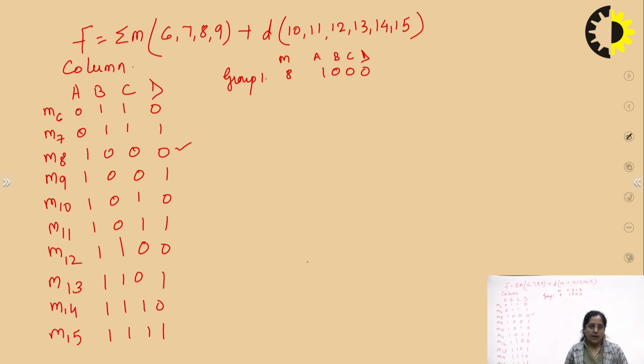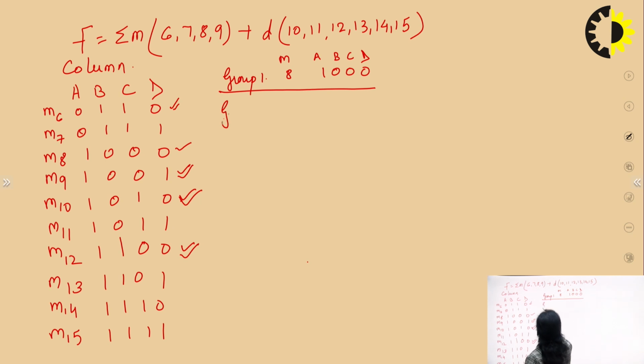Now in group 2, we consider those min terms which have 2 ones. Here you can find, starting with 6, 10, 9, 12. So these are the min terms where we have 2 ones. So this will be our group 2: 6, 9, 10 and 12.